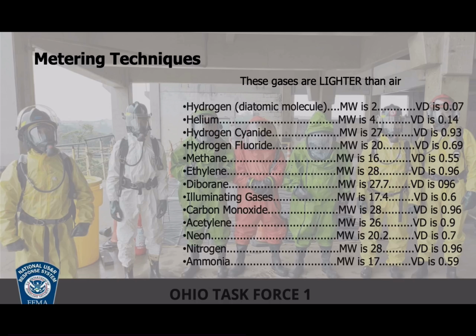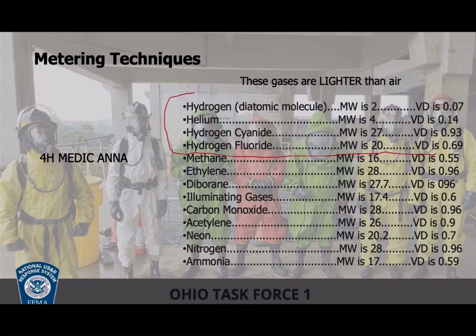So don't ever forget the importance of metering down low, and that these 15 gases are the ones that we're going to see that are going to be high, and everything else should end up even or low. A way that you can remember them is the acronym 4H MEDIC ANA. So 4H would be our 4H gases, which are hydrogen, helium, HCN, and hydrogen fluoride.